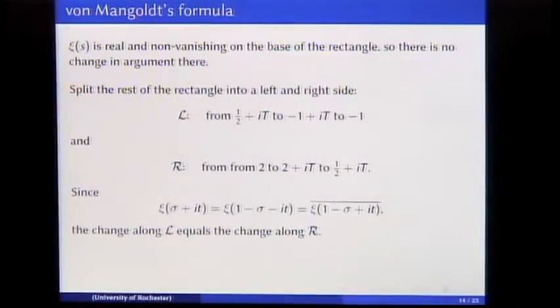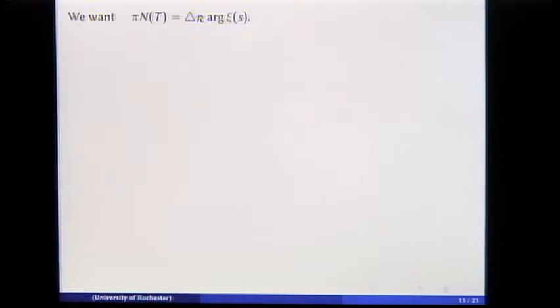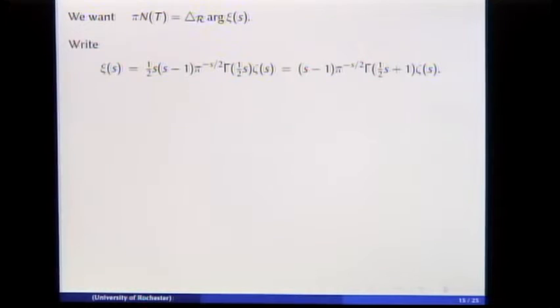So in other words, because of the functional equation and the fact that xi is real on the real axis, the change in argument of xi along here is equal to the change in argument here. So I just have to calculate one of those and multiply by 2. So instead of 2 pi times the number of zeros, I take pi times the number of zeros and just compute the change in argument along the right half of our rectangle. Okay, so this isn't too difficult.